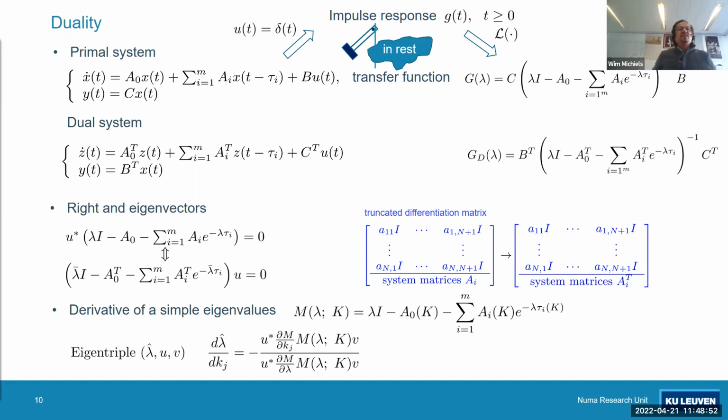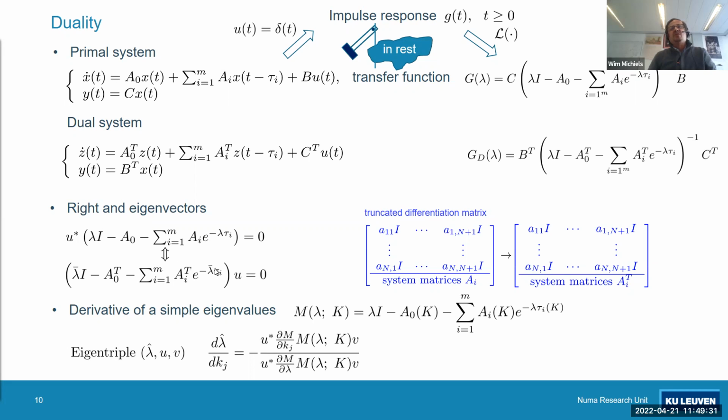What's now the dual system? This is formulated here, and you get the corresponding transfer function. In other words, this corresponds to taking the complex conjugate transpose at the level of the transfer function, at the level of the non-linear formulation. And much related to that, we can also define a left eigenvector of the primal system as a right eigenvector of the dual system, but corresponding to the complex conjugate of the eigenvalue.